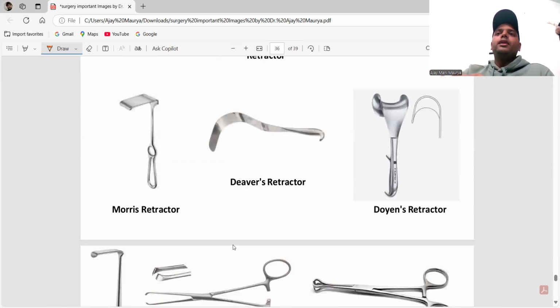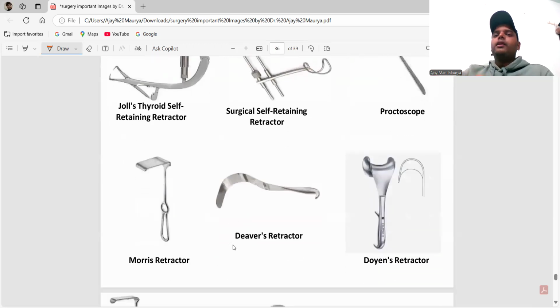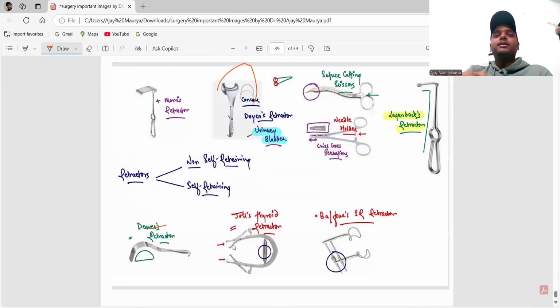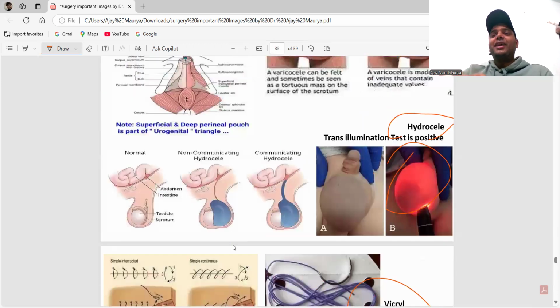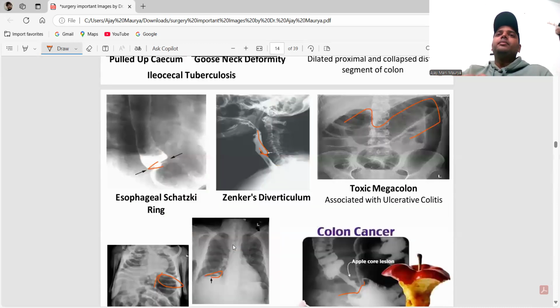Okay, yeah, there are some important instruments, guys, that you need to remember. Okay, I think I'm done with the images. Thank you very much. So guys, just try to remember all these images from surgery, guys.